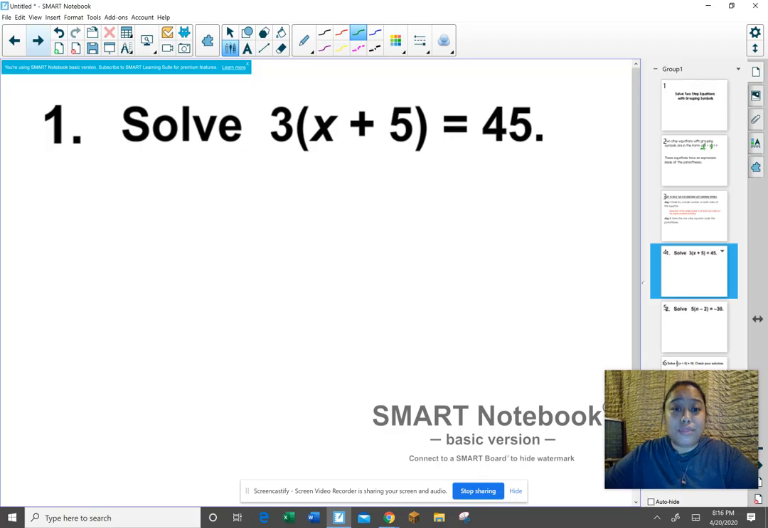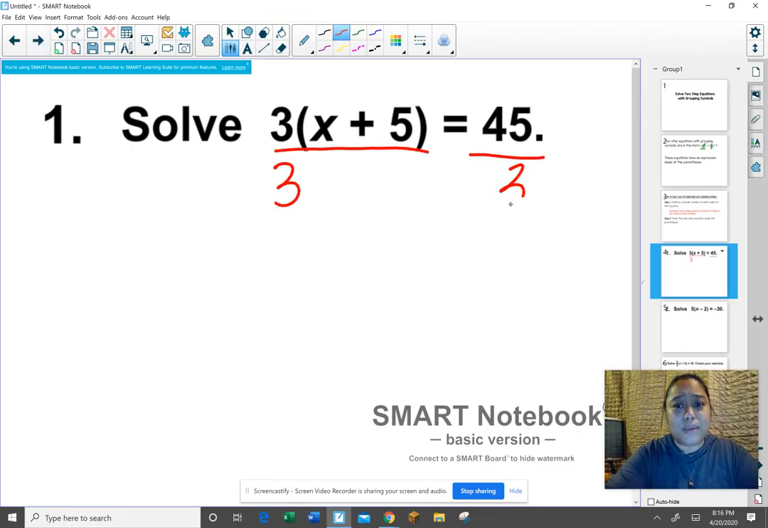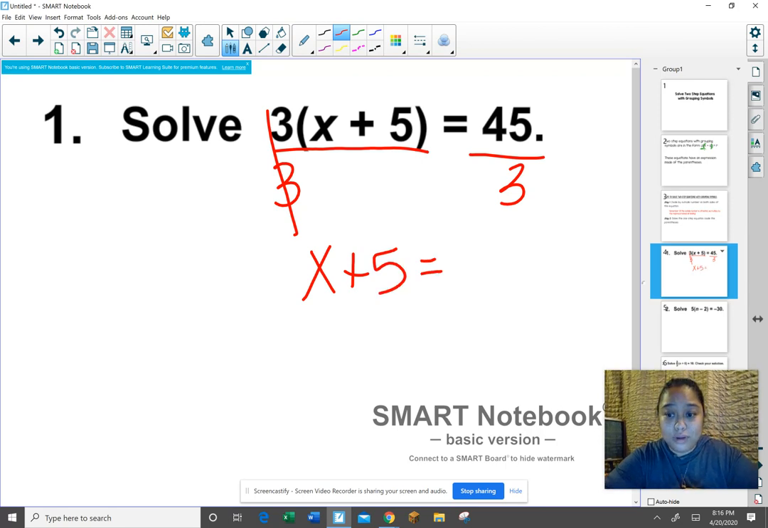Problem 1, solve 3 times a quantity x plus 5 equals 45. So our first step is to divide by that outside number 3. That's the number being multiplied. So 3 divided by 3 makes 1. I'm left with x plus 5 equaling, and 45 divided by 3 is 15.